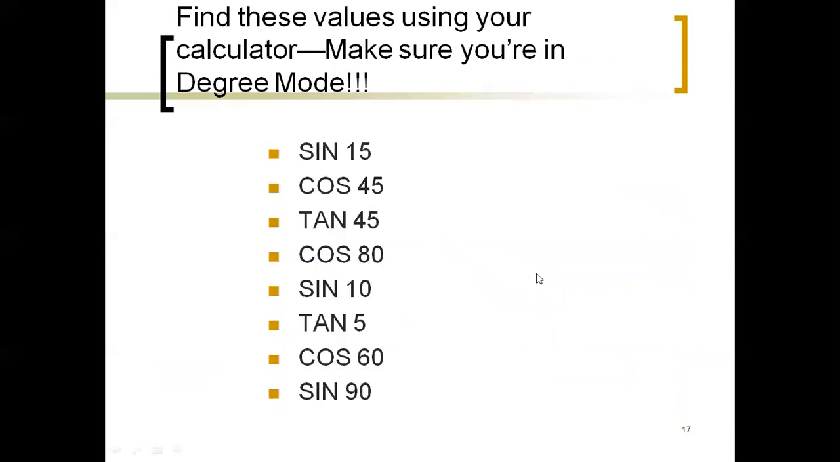Find these values using your calculator. Take note in this example, the mode of your calculator must be in degrees. Let's say you are asked to find the approximate value of sin 15. Check the mode of your calculator. It must be in degrees. So plug in sin 15, that is 0.2588. Cos 45, 0.7071. Tangent 45 degrees, that is 1.